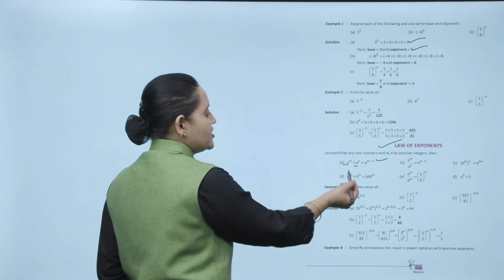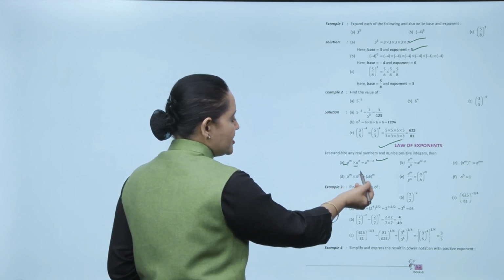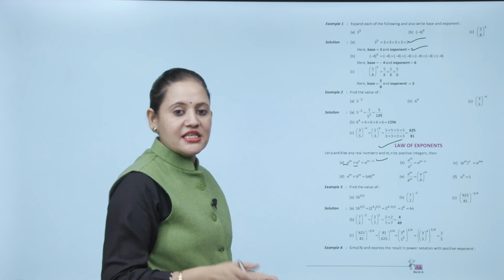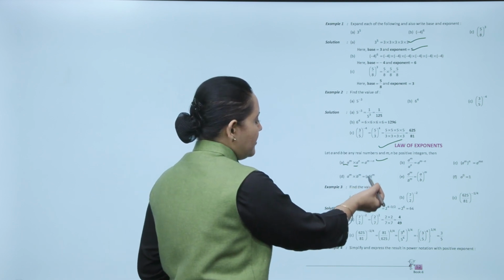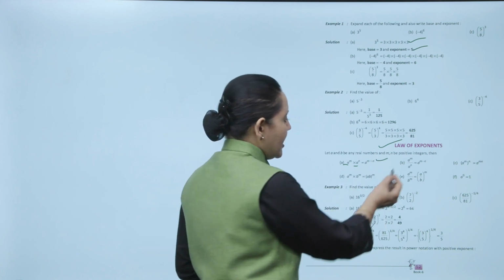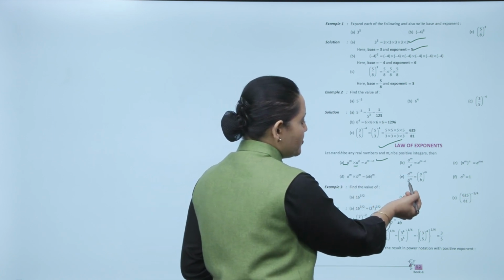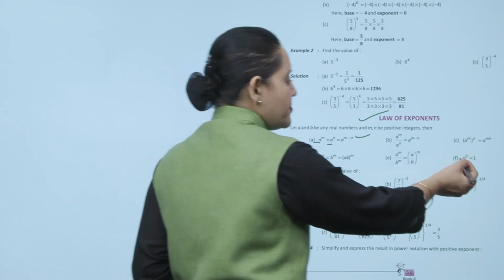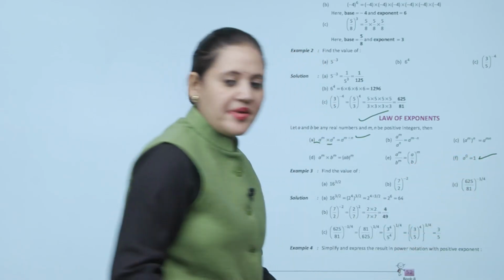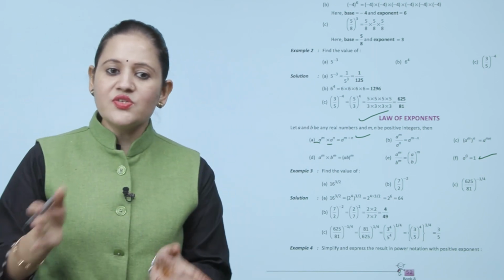Here a to the power m multiplied by b to the power m. Here the base is different but the power is the same. So we can write (ab) to the power m. And a to the power m upon b to the power m, we can write as (a upon b) whole power m. A to the power 0 equals 1. This means any number to the power 0, its value is 1.